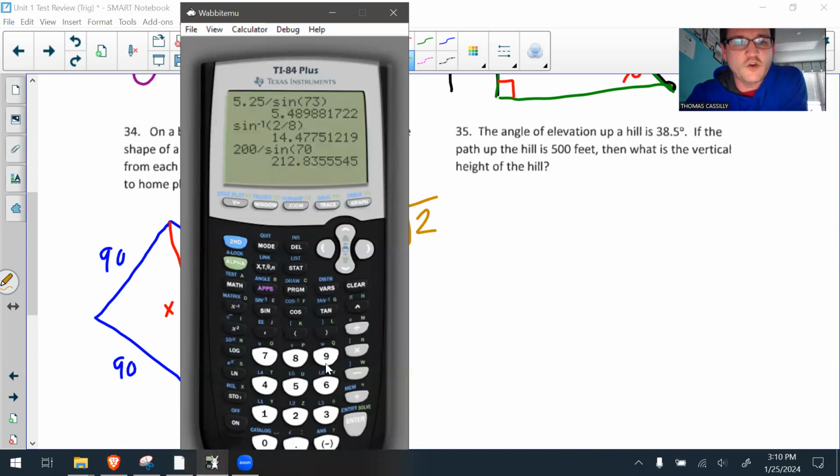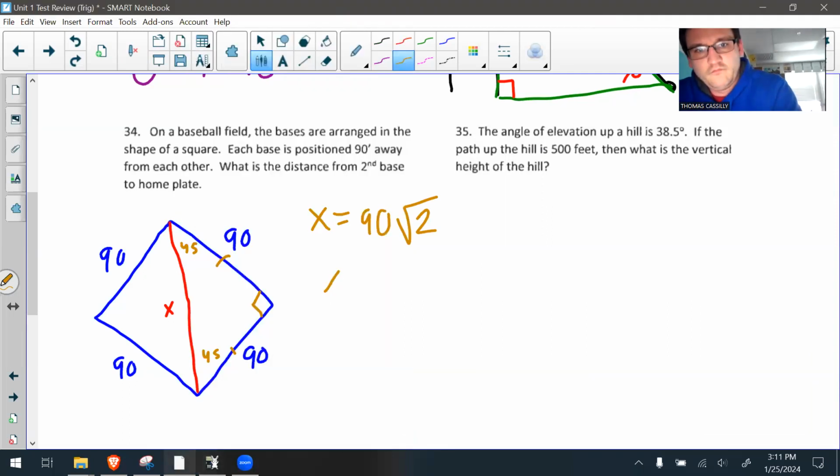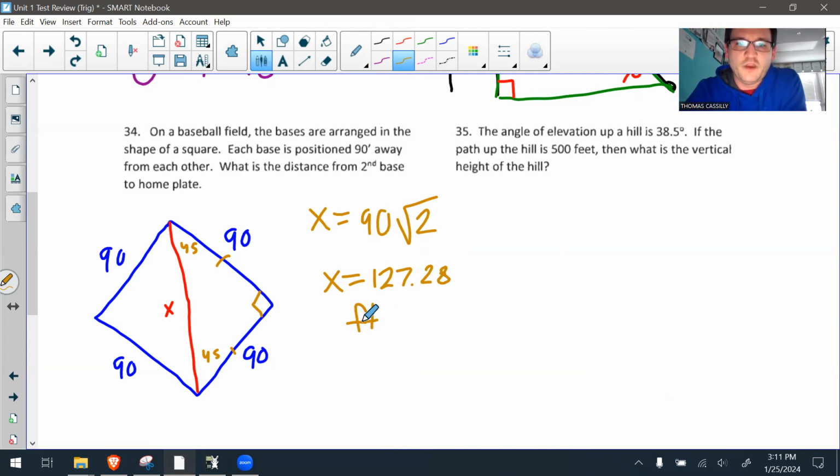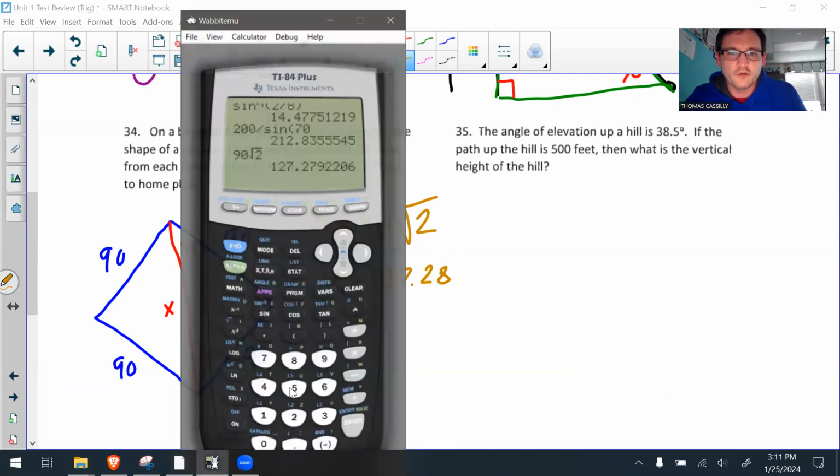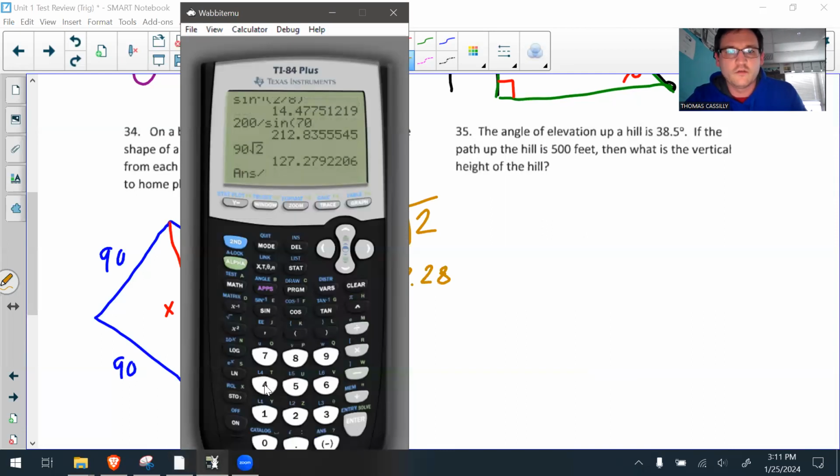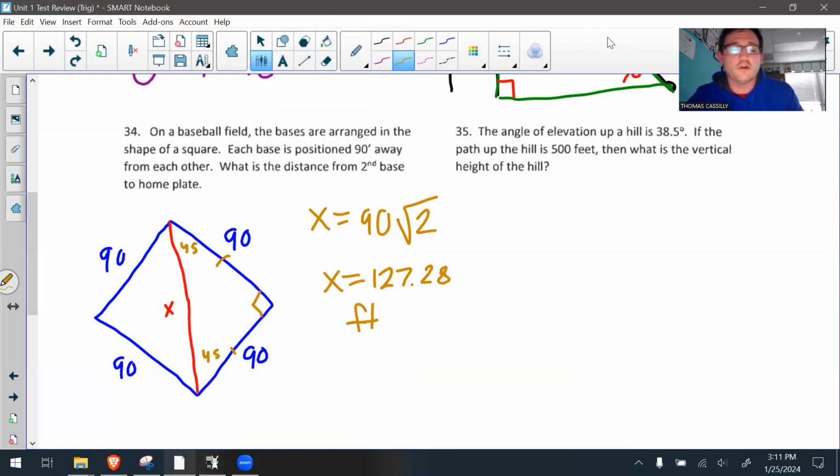But when we're talking baseball, no one knows what 90 square root of 2 is in feet. So let's type that in and get a decimal approximation for it. That's going to be 127.28. And that is how far we have to throw the ball to pick off a base runner. And actually, I think from first to third is about 40 yards. So that is our answer, 127.28 feet.